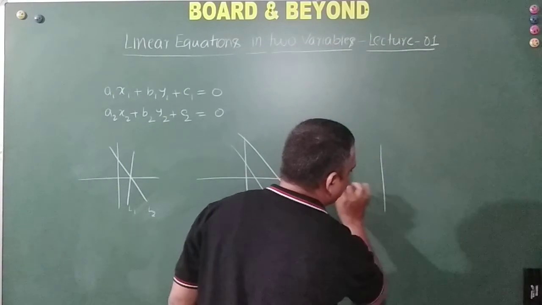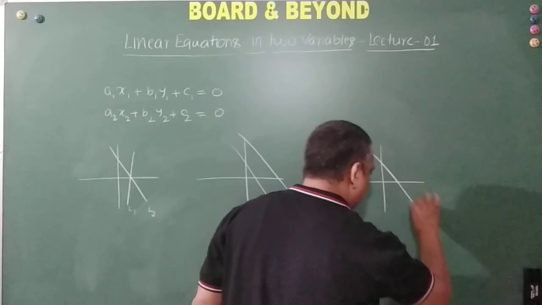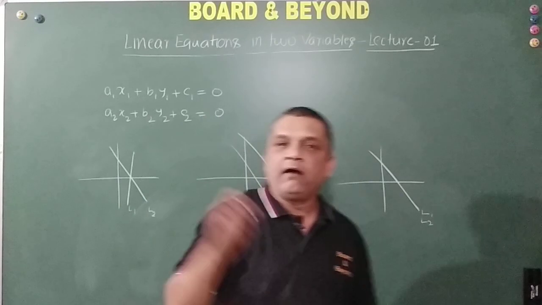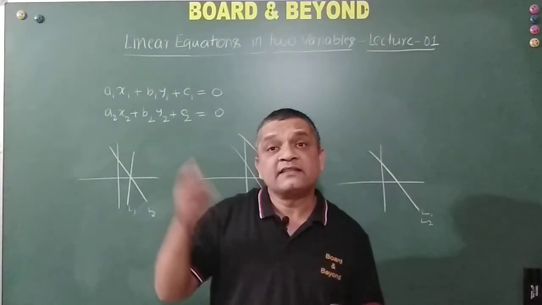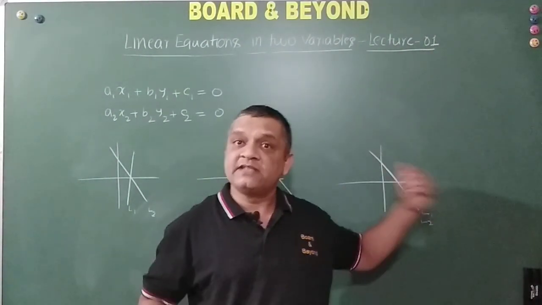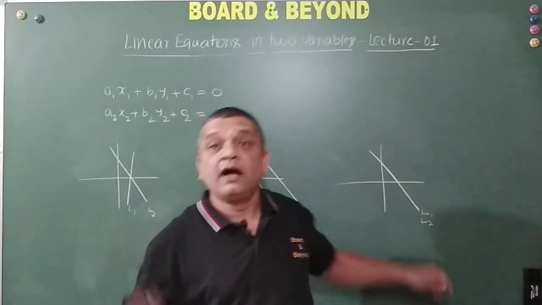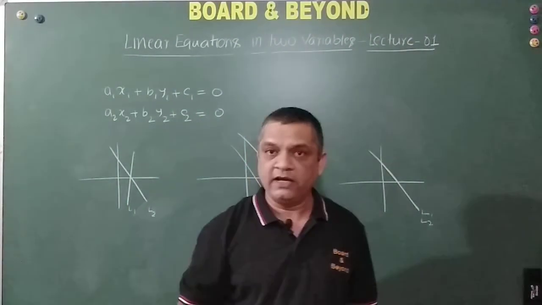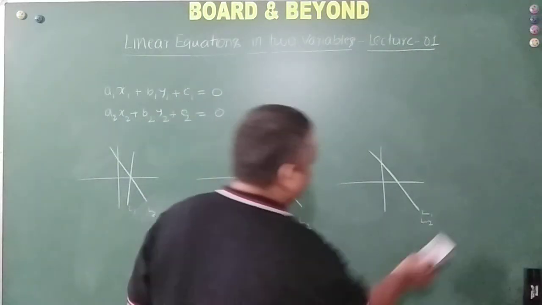Another situation which can arise is, let us say one line is L1 and the second line is exactly overlapping L1. In this case we say that L1 and L2 are intersecting each other at multiple points because it is overlapping, and hence we say that the system of linear equations for which these lines are drawn has infinitely many solutions. So these are the situations which can arise when you are solving it graphically.